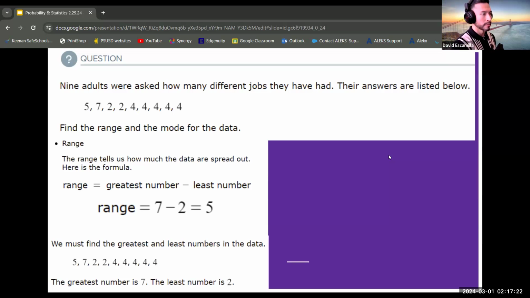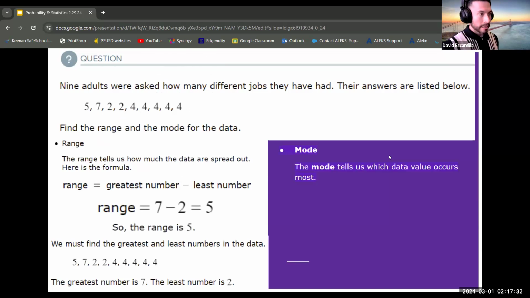All right. But we were asked for two different things, range and mode. Let's find out, or remember, what the mode is. The mode tells us which data value occurs the most.